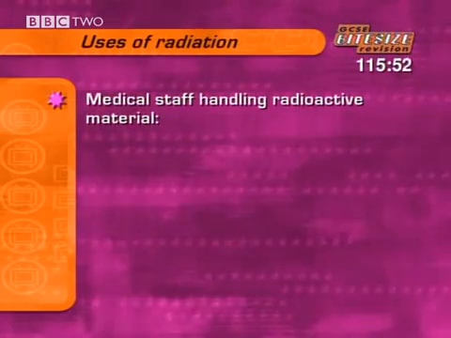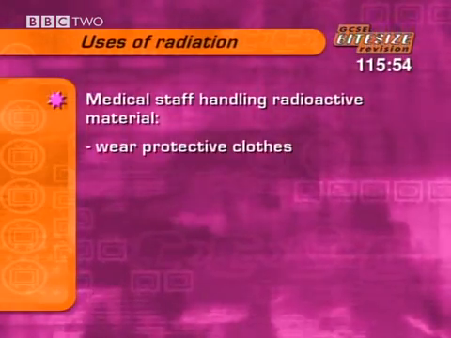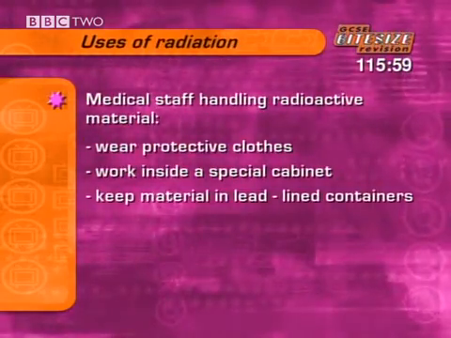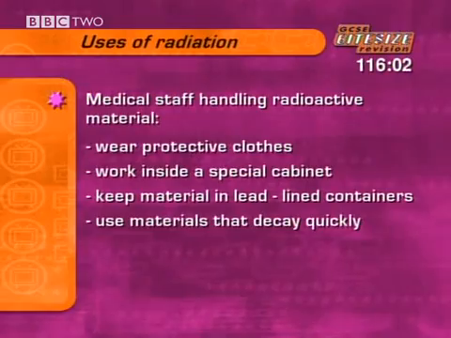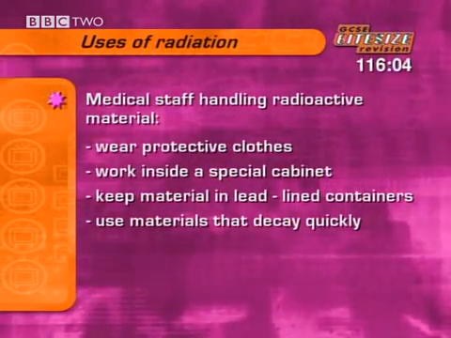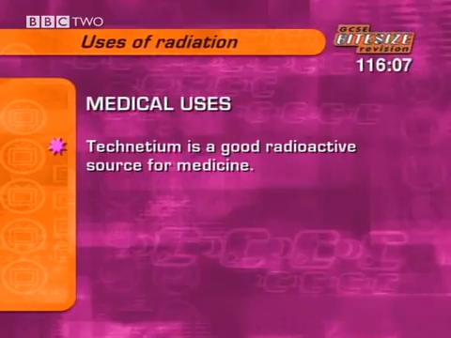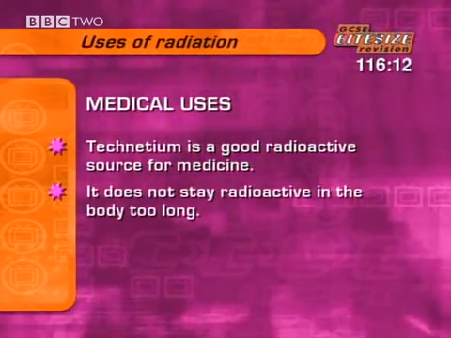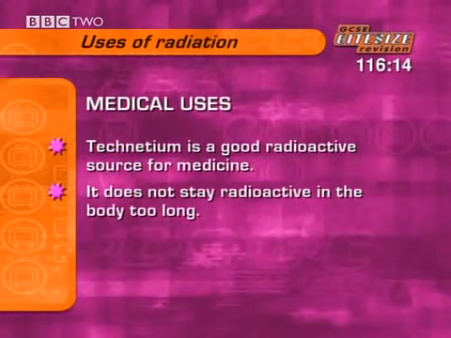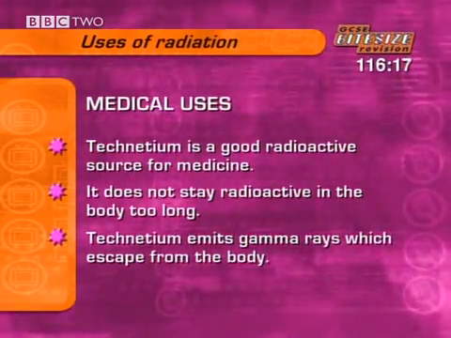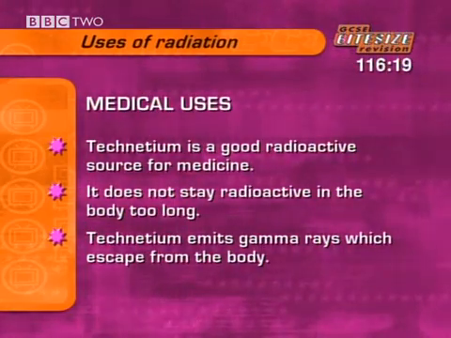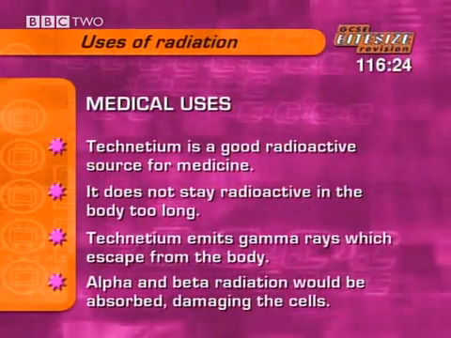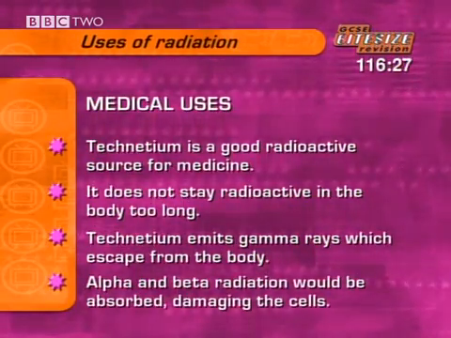We saw that medical staff handling radioactive material all the time wear protective clothes, work inside a special cabinet, keep the material in lead-lined containers, and use materials that decay relatively quickly. Technetium is a good radioactive source for medicine because it does not stay radioactive in the body too long. Technetium emits gamma rays, so the radiation escapes from the body without causing much damage. Alpha and beta radiation will be absorbed by the body, damaging the cells.